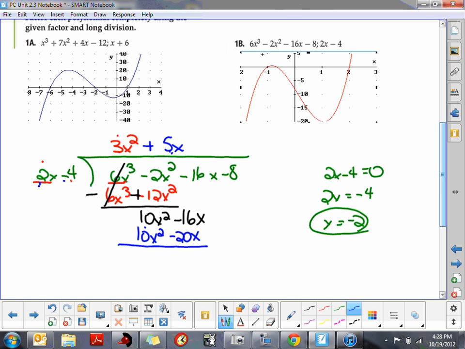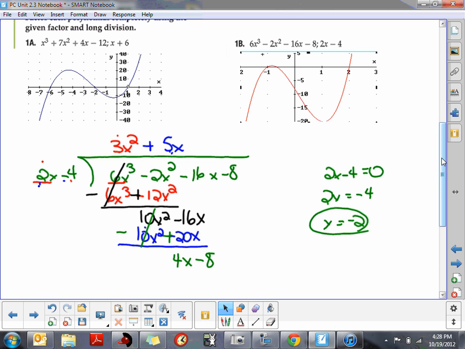Draw the line. Now we're going to change the signs. Rather than subtracting, we're always going to add the opposite. Reduces the number of pairs that we make. So these will reduce. Negative 16x plus 20x is 4x. Now once we're done subtracting, or in this case adding, drop down your next term, negative 8.